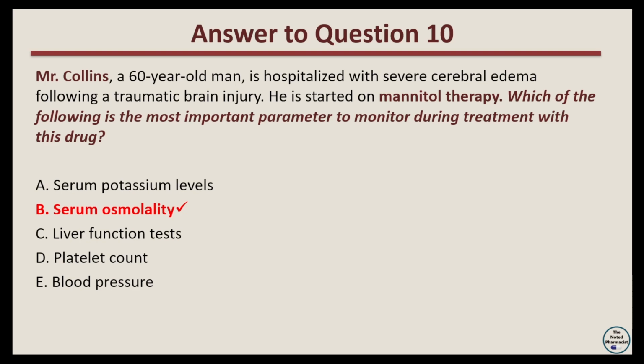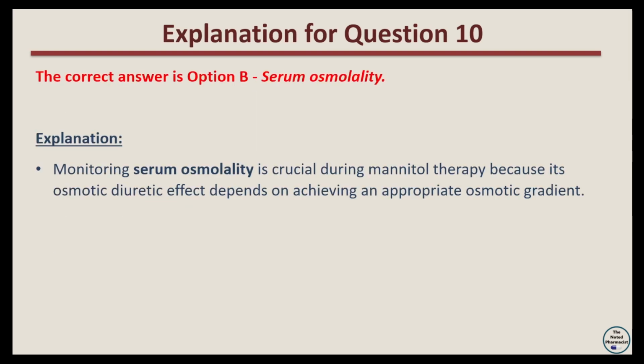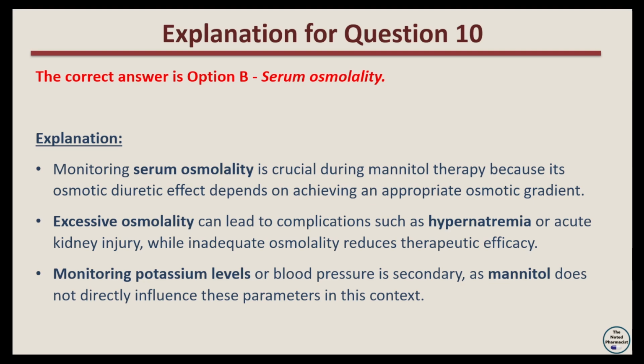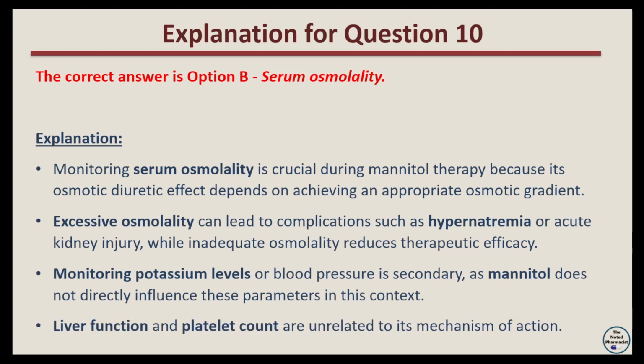The correct answer is option B, serum osmolality. The explanation is that monitoring serum osmolality is crucial during mannitol therapy because its osmotic diuretic effect depends on achieving an appropriate osmotic gradient. Excessive osmolality can lead to complications such as hypernatremia or acute kidney injury, while inadequate osmolality reduces therapeutic efficacy. Monitoring potassium levels or blood pressure is secondary, as mannitol does not directly influence these parameters in this context. Liver function and platelet count are unrelated to its mechanism of action.